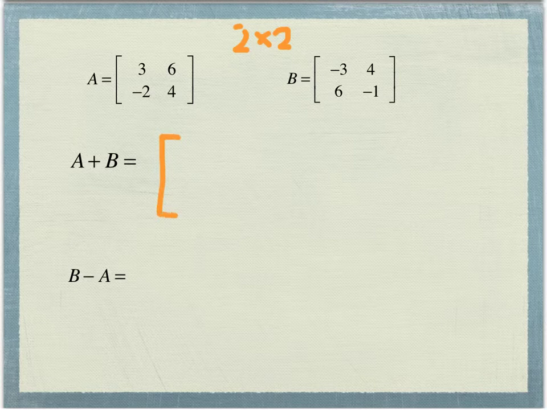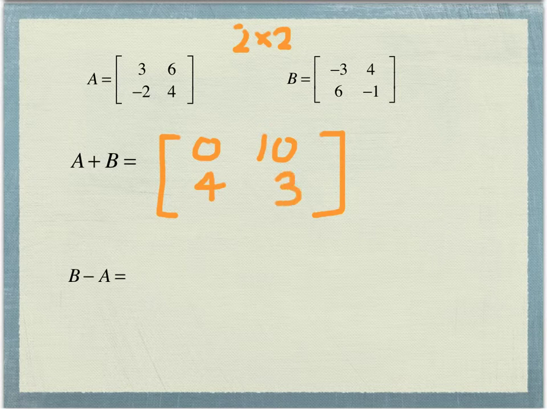And the idea here when we add matrices is that we just add corresponding parts. So for instance, 3 will be added to negative 3 because they're both in the corresponding part, and so of course there I'll get 0. 6 plus 4 in the upper right there is 10, and then I'm going to get 4 and 3 for my other entries there.